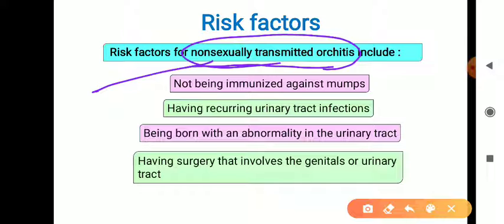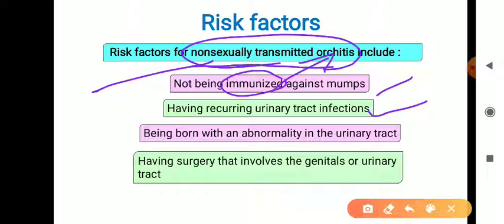So in that, first we can see that is not being immunized against mumps. So the person who is not being immunized against the mumps is having the risk of getting orchitis. And second, having recurring UTIs, means the person who is having the reoccurrence of urinary tract infections, means those persons who are having the urinary tract infection again and again.